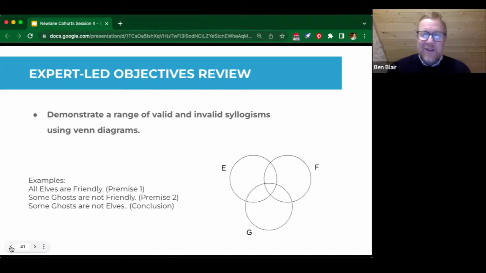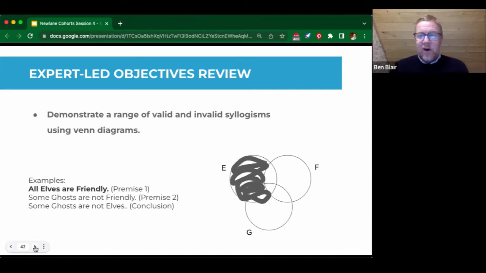Okay, let's look at another syllogism with a Venn diagram. This one is: all elves are friendly. That's our first premise. Some ghosts are not friendly. That's our second premise. And our conclusion is some ghosts are not elves. So let's see what this looks like.